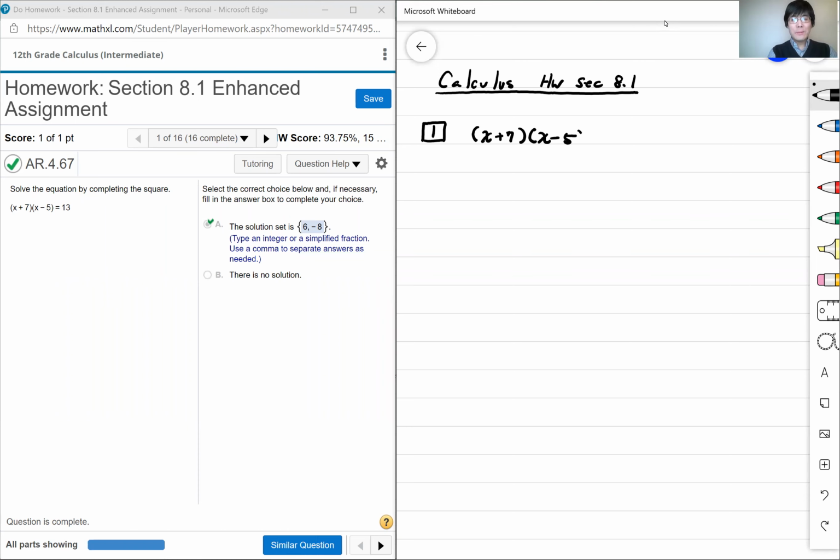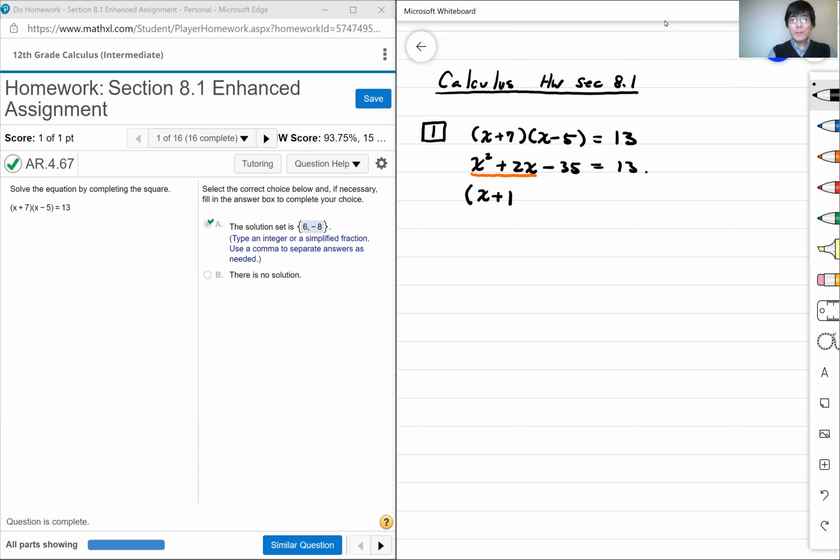In this section, we have to use the completing the square technique in some problems. So this is going to be a review for that. First of all, let's expand the left-hand side of the expression. So it's going to be x squared plus 2x minus 35 is equal to 13. Completing the square will allow us to make two different terms with x's into just a single x.